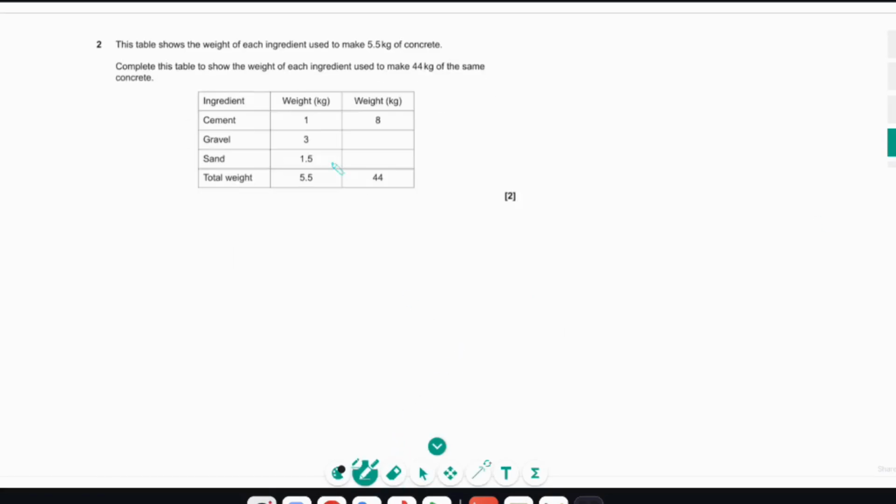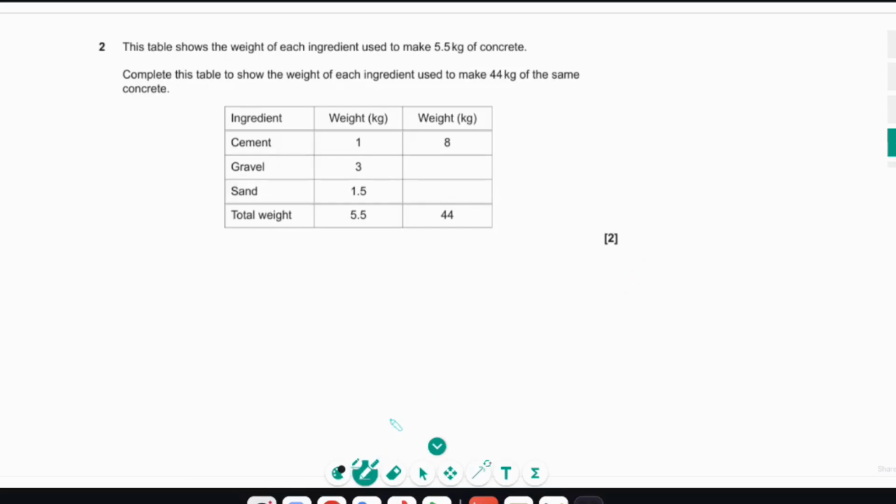The table shows the weight of each ingredient used to make 5.5 kilograms of concrete. Complete this table to show the weight of each ingredient used to make 44 kilograms of the same concrete. Let's find the actual question. Oh, no, the question is complete the table. Complete this table to show the weight of each ingredient used to make 44 kilograms of the concrete.